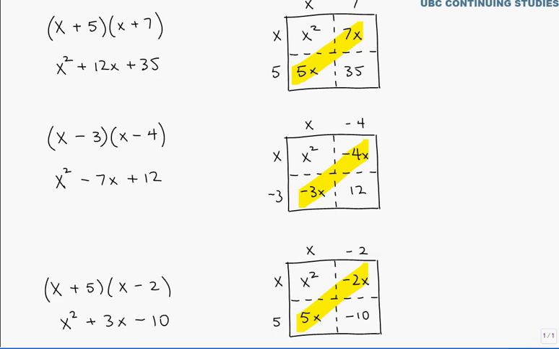So this pattern is really very useful for multiplying, but much more importantly, it's going to be very useful for factoring, which really means going in the opposite direction, and we're going to see that next.